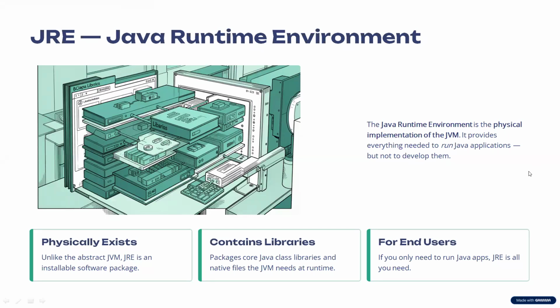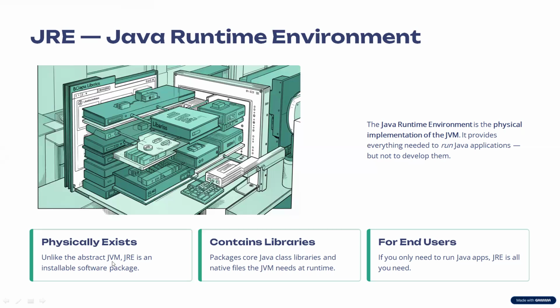But what is the purpose of this? It is a physical implementation of the JVM. JRE is a physical implementation of JVM. It provides everything needed to run Java applications, but not to develop them. Okay, so it is not possible for me to develop with a JRE. JRE is like a physical device which gives me a virtual machine to run our Java code. So this JRE physically exists.